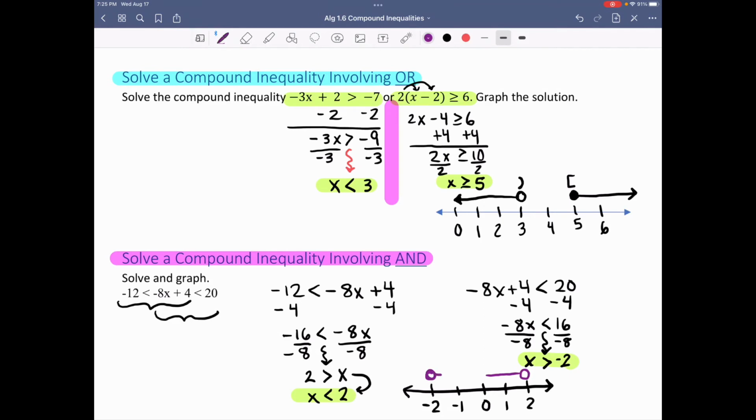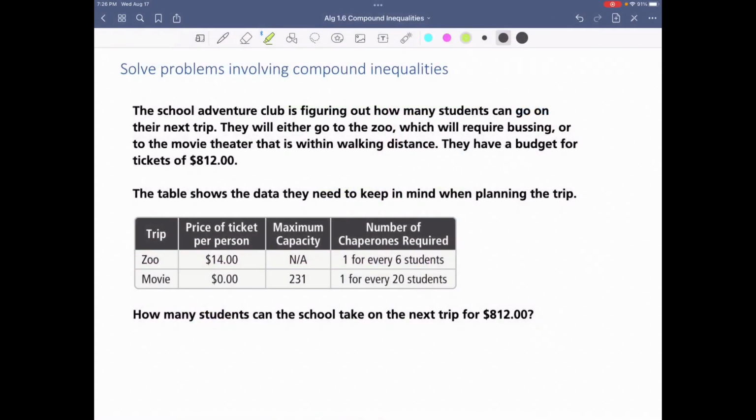And then I have an open dot here at negative 2. X is greater than negative 2. And if you notice, these are going to end up touching each other. So we end up not having any arrows because they combine. And that is an inequality involving and. So we separated it into its 2 pieces, and then we solved each piece.